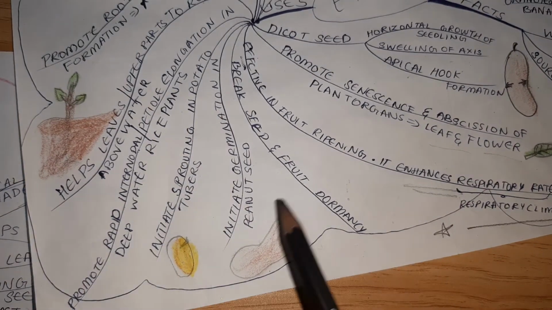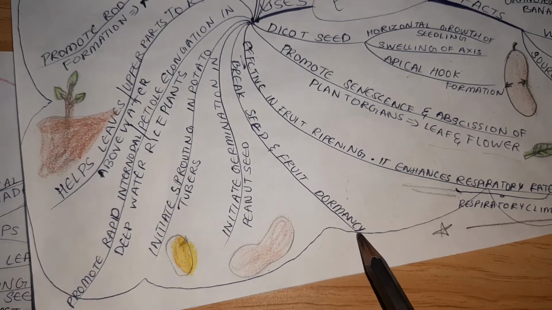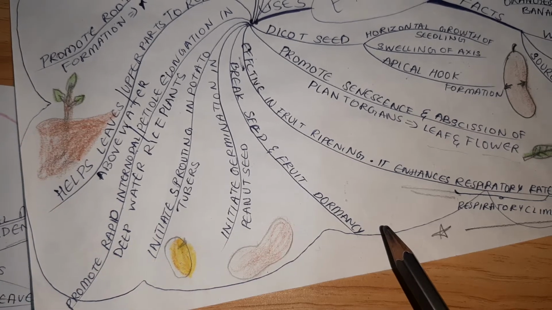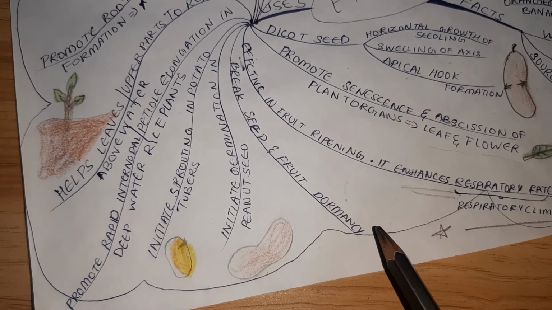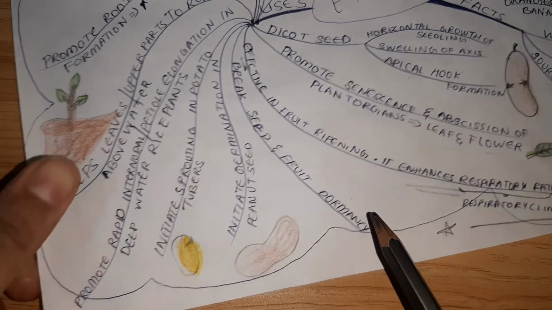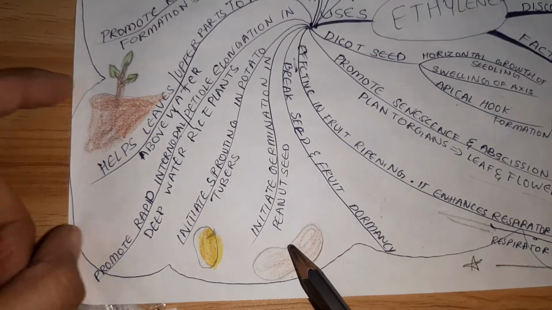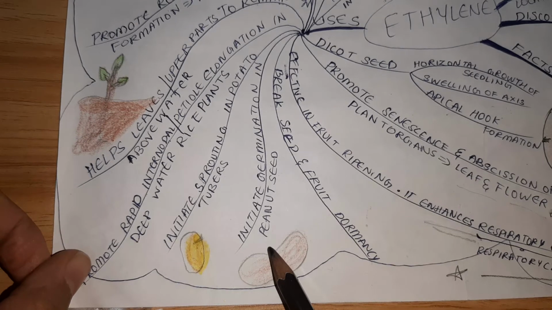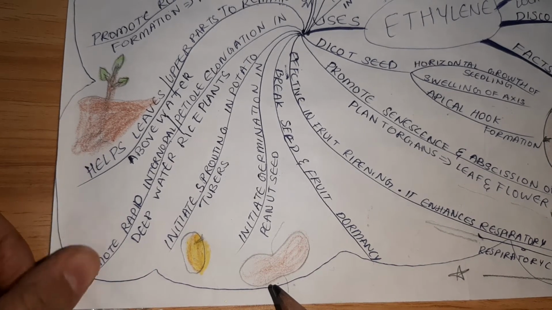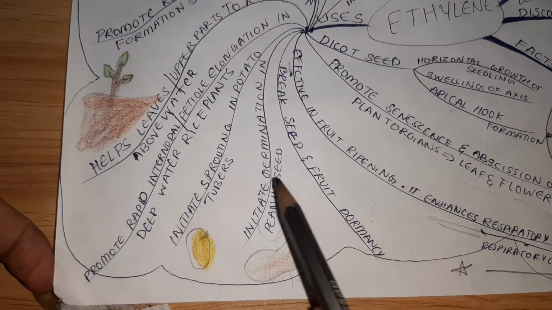Another use is that it breaks seed and fruit dormancy. Fruits and seeds do not grow for a certain period of time. They gather nutrition rather than growing. This is known as dormancy. They stop for a preparatory period, for preparations. This dormancy is broken by ethylene. It initiates germination in peanut seeds. Germination means the growth of shoots and roots is promoted by this ethylene hormone in peanut seeds.